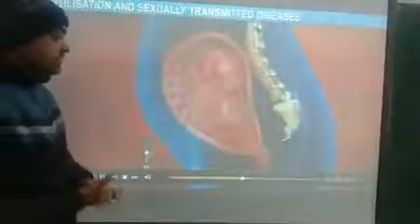Pregnancy can also be prevented during intercourse. There are some mechanical barriers that prevent the sperm from reaching the egg, thereby avoiding pregnancy. This is also one of the topics of your chapter, the contraception methods: how to avoid pregnancy. There are certain methods by which we can avoid pregnancy. Some are temporary methods and some are permanent methods.